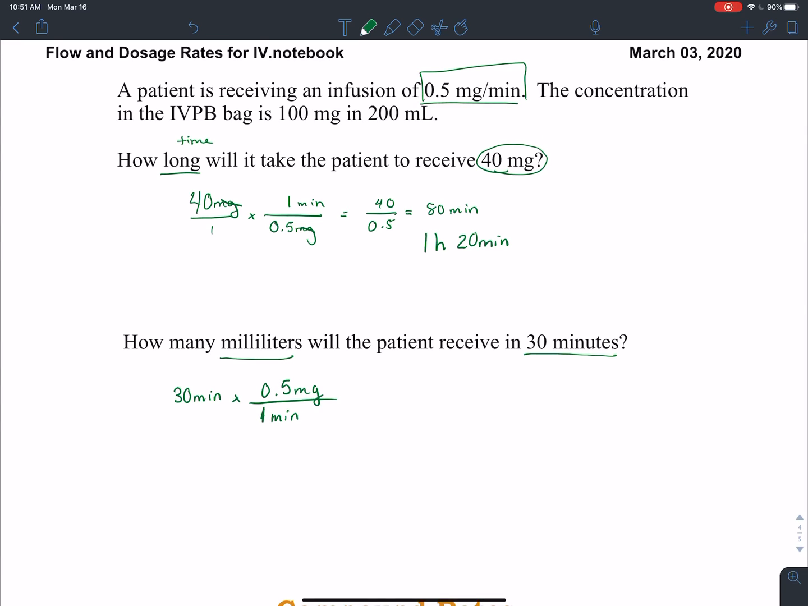But I don't care about milligrams, I care about milliliters. So they tell me here that there's 100 milligrams in 200 milliliters. I make sure that my milligrams cancel out and I end up with milliliters. When I multiply straight across, I end up with 3,000 over 100, or 30 milliliters.